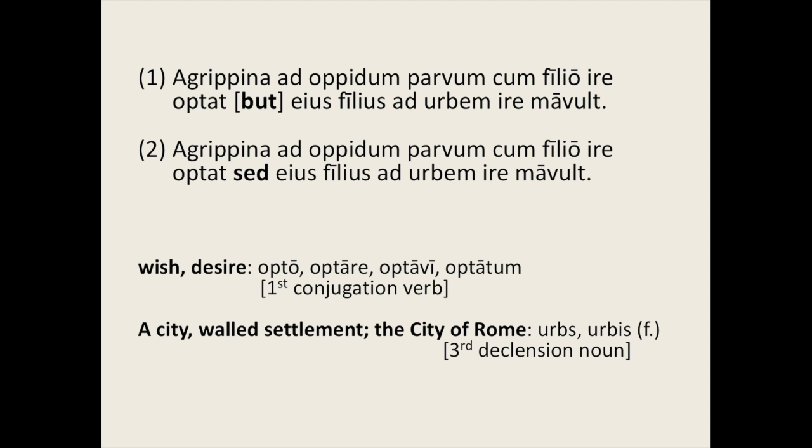The word for but is sed, so the correct translation is Agrippina ad oppidum parvum cum filio ire optat, sed eius filius ad urbem ire mavult. Now see if you can translate the entire sentence to English. Pause the video and have a go.